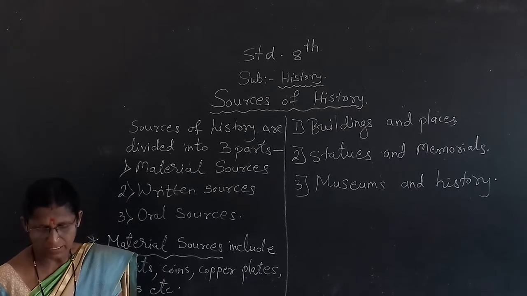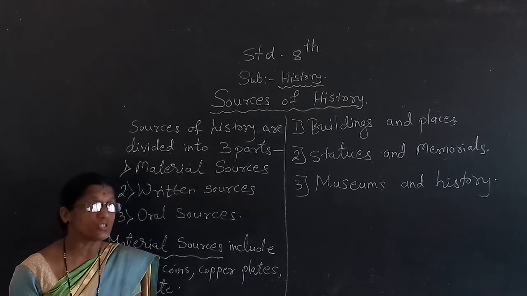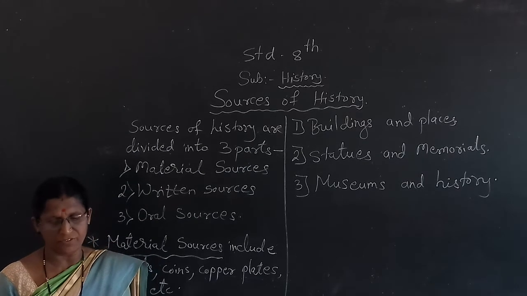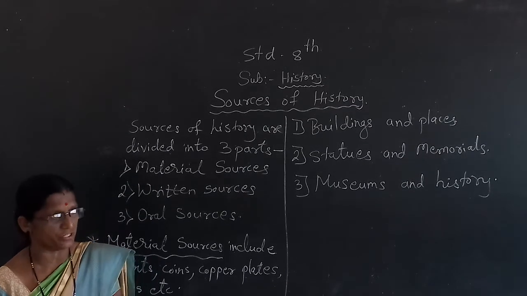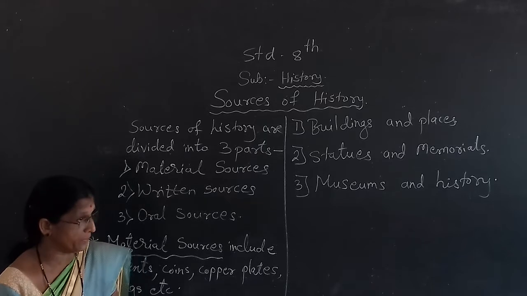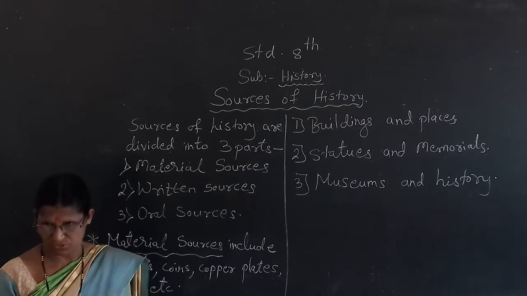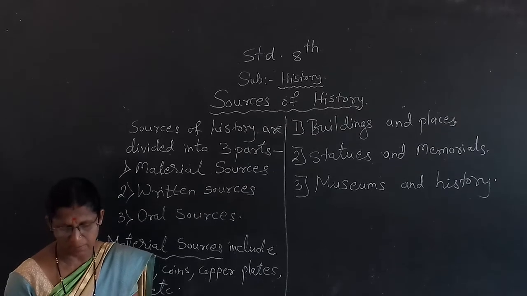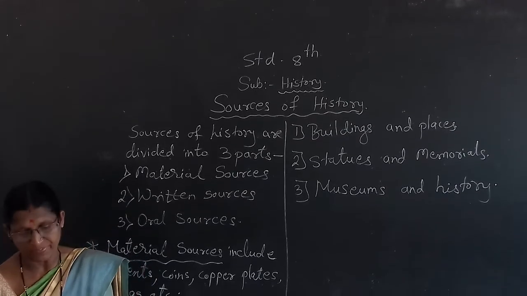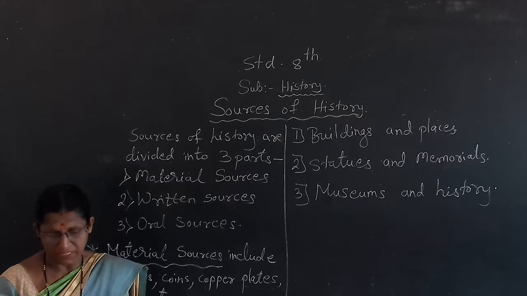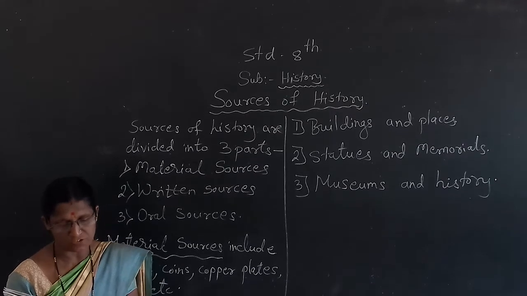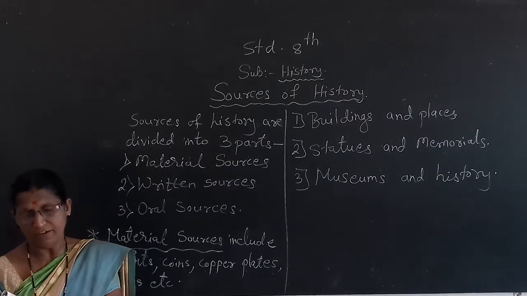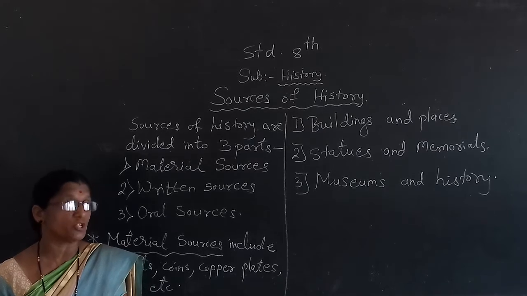Then, during the visit to Cellular Jail in Andaman, we get information about the revolutionaries. Now, what are the revolutionaries? The people who gave new ideas to organize the people and fight against the Britishers. So, see here a name is mentioned, that is V.D. Savarkar.